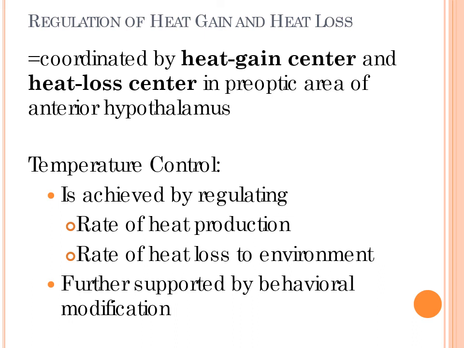Our heat is regulated by our hypothalamus, much like so many other things in our body. We have 2 centers in the hypothalamus, the heat gain center, which is going to help you increase your heat, and the heat loss center, which is going to help you lose heat. We regulate our temperature by regulating the rate of heat production within our body and regulating the rate of heat loss from our body out to the environment.